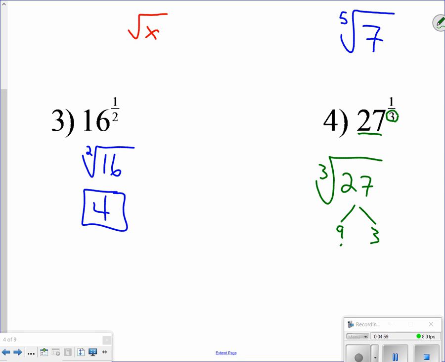9 is 3 times 3, and I'm prime factorized. I'm all good on that. Now I want to circle sets of 3 because my index is 3. See how I got a perfect set of 3 without anything else left over. So the cube root of 27 simplifies to just 3. There's nothing left over, so I don't have to leave that radical.